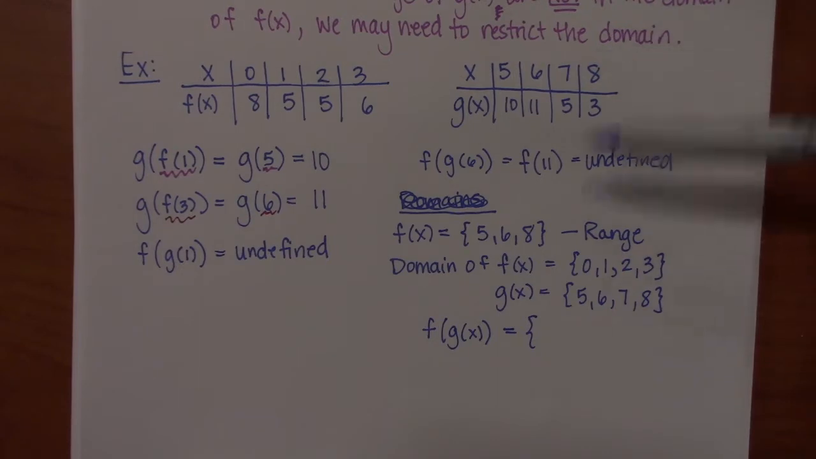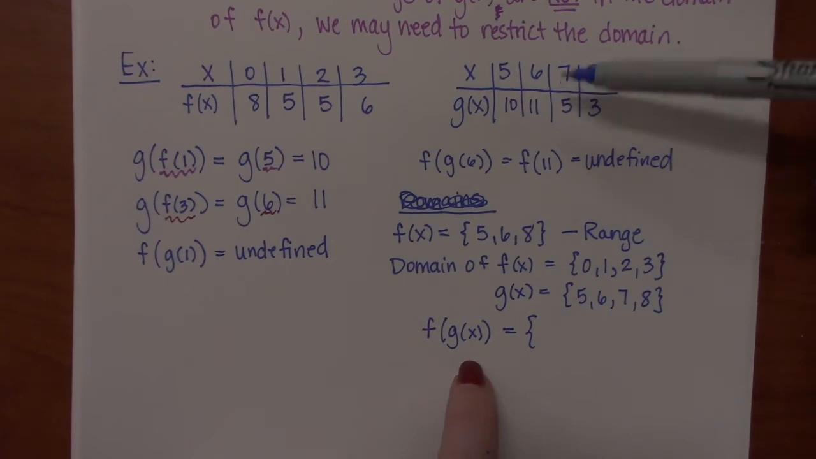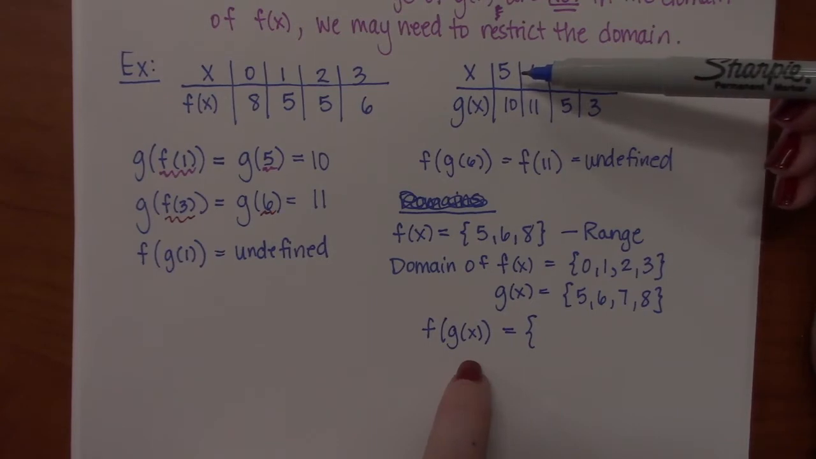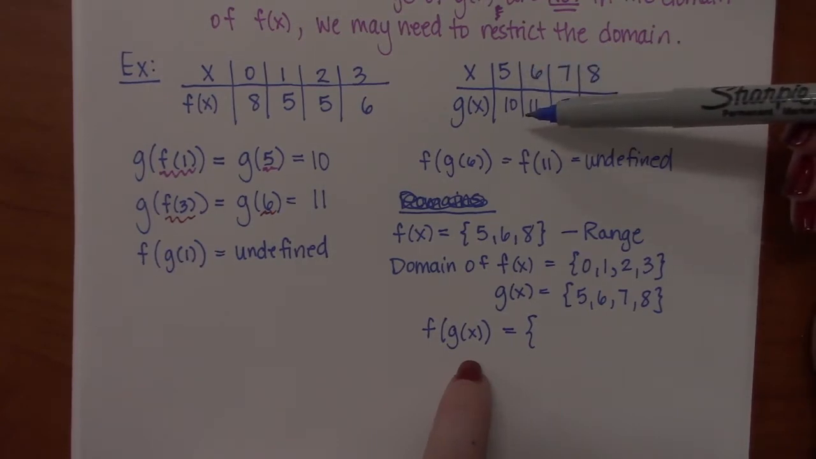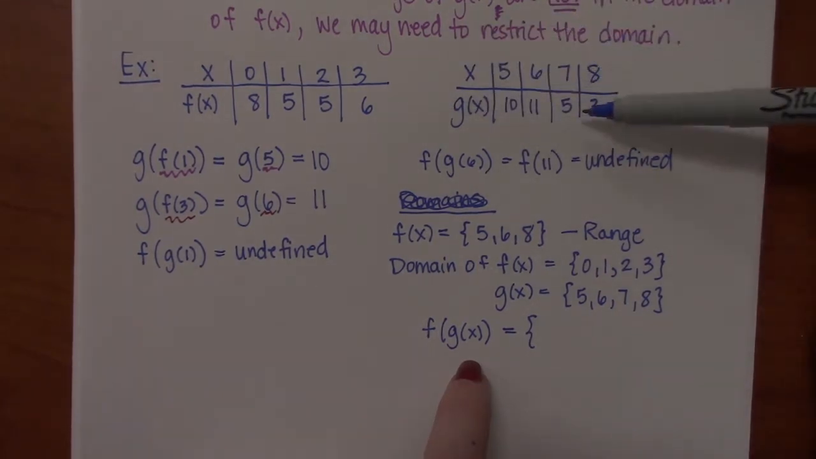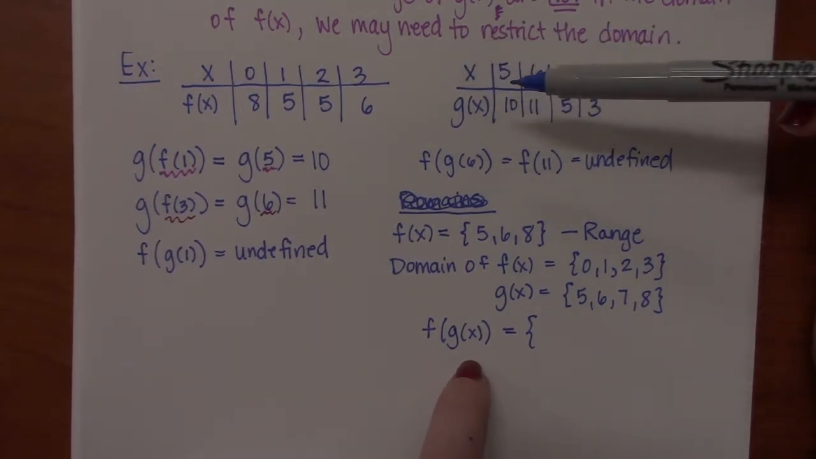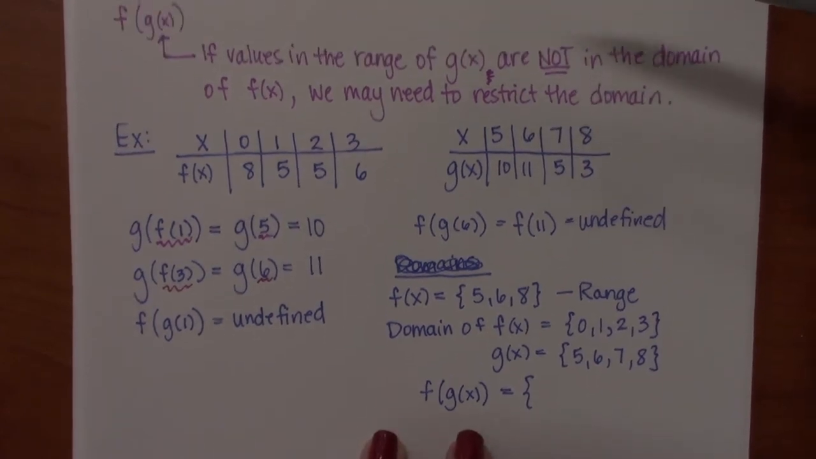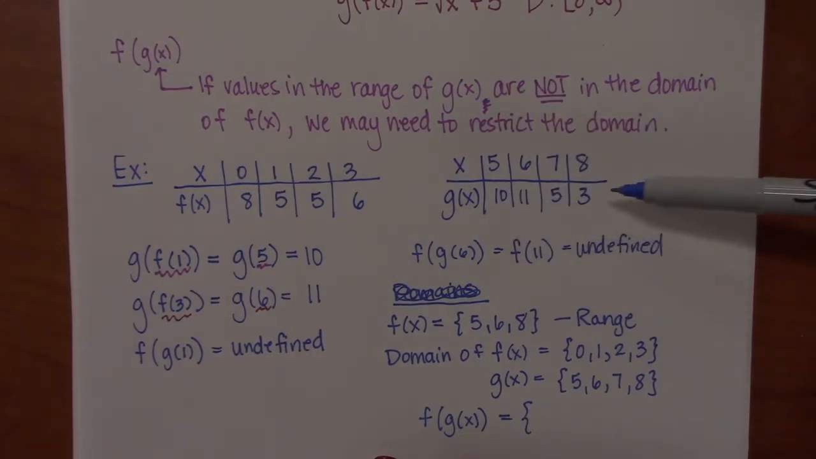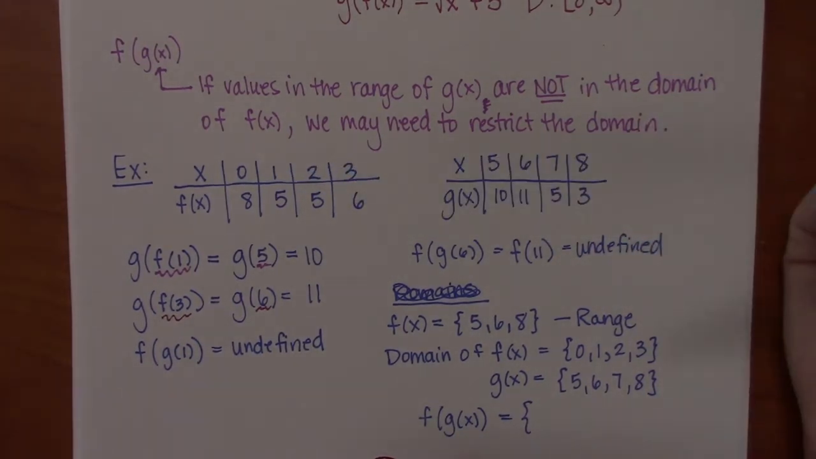So if we look at g of x, we start from the inside out, right? And I just want to grab the x values that are going to actually let me plug into f of x and give me a final answer, right? So 5 produces 10. 10's not up here. 11 is not up there. 5 is not up there, but 3 is up there, right? And so what did that definition say when we started with this? We said if the values in the range of g of x, so the range is here, if those values are not in the domain here, you're not going to get a final answer.